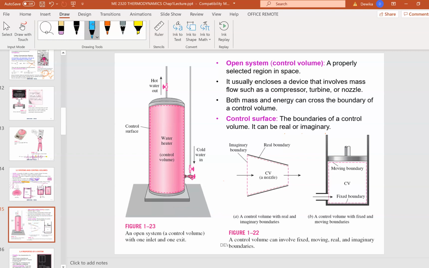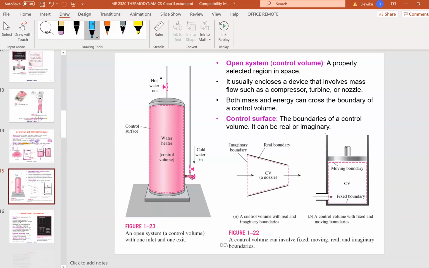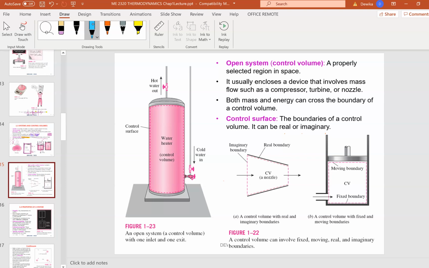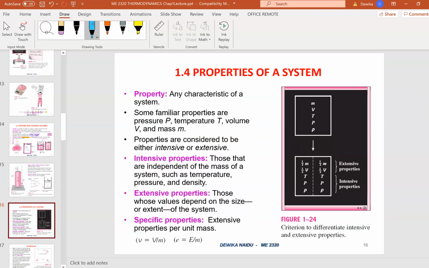Okay, so with that, these are the terms that you need to memorize. Bad news, you need to memorize them. No choice. Okay, so we are done with control surface. Now we're going to go into properties of a system. This is chapter 1.4 from your textbook.